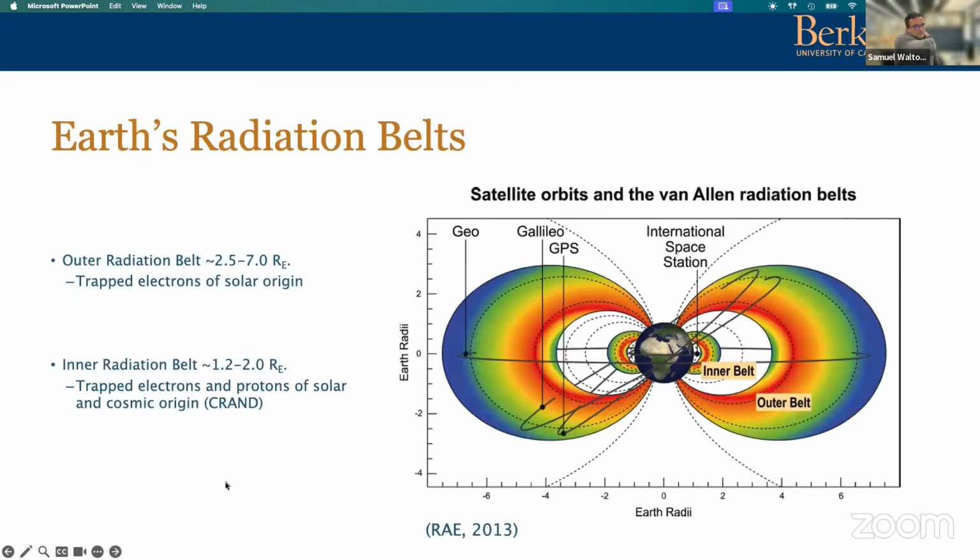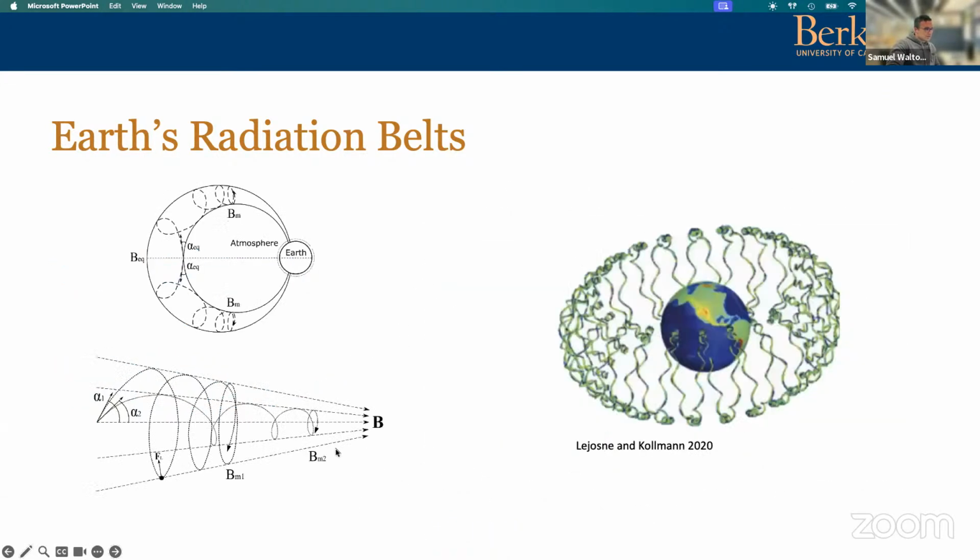So, Earth's radiation belts. We generally think of the Van Allen radiation belts as two separate bands of radiation around Earth: an outer radiation belt from about 2.5 to 7 Earth radii, full of trapped electrons of solar origin, and an inner radiation belt from about 1.2 to 2 Earth radii with electrons and protons of both solar origin and also cosmic origin. Here's a diagram of the scale of the radiation belts compared to Earth.